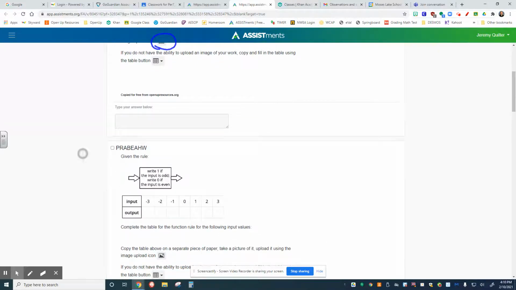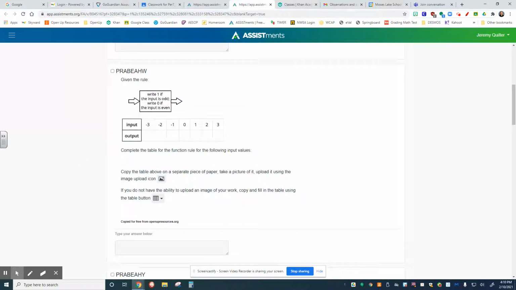The next problem is the exact same thing, working with a function table. Again, you're talking about your input right here through the rule, and then your output.